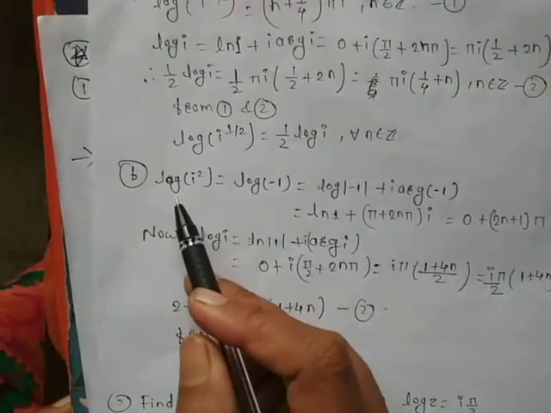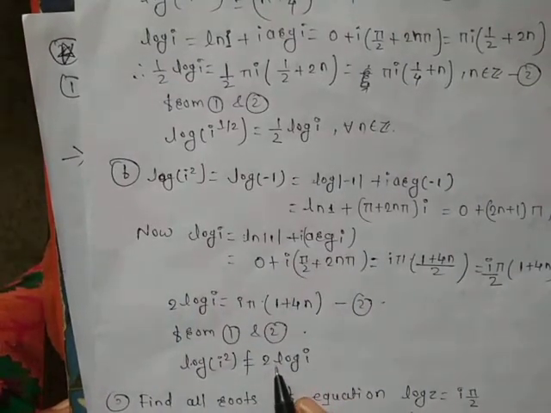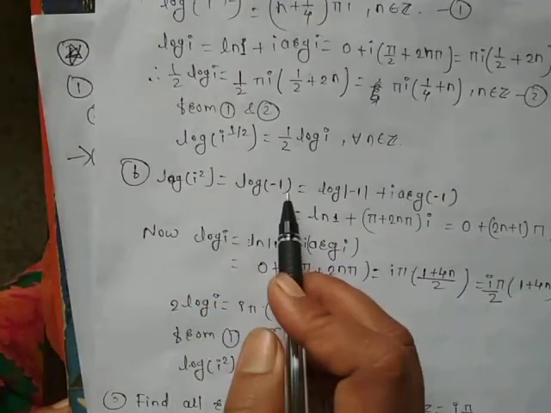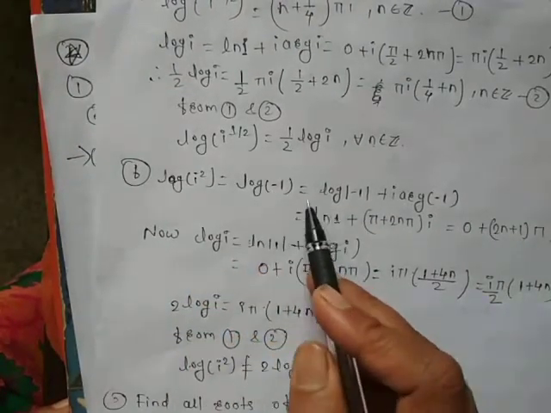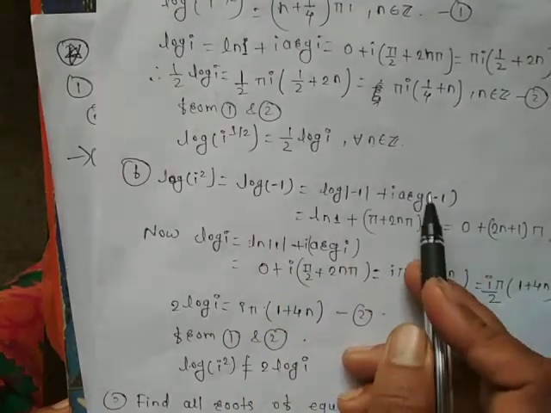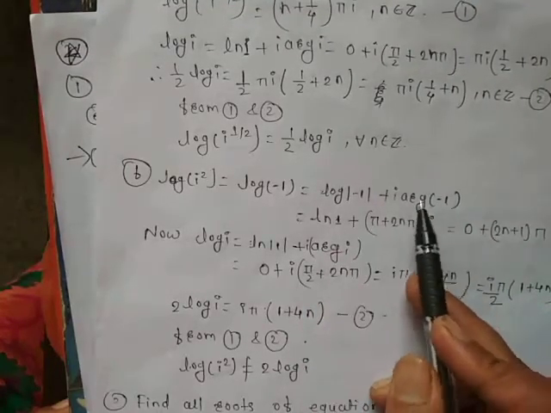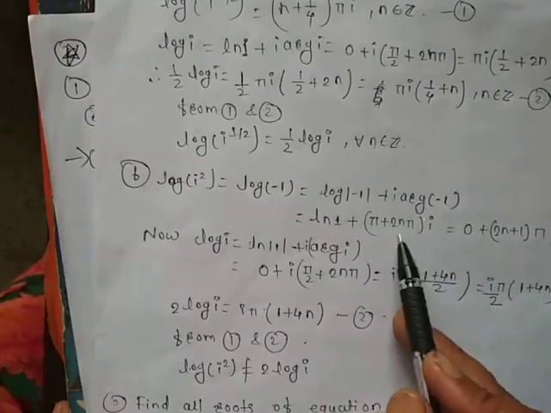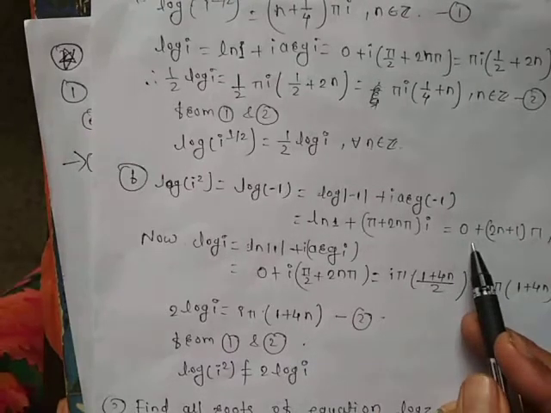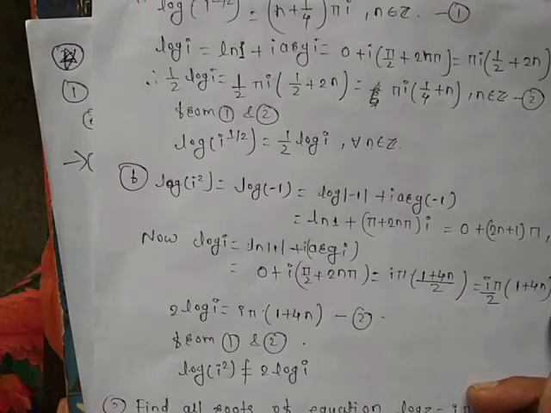We have to show that log of i square is not equal to 2 into log i. So log of i square is log of minus 1, which is equal to log of the modulus of minus 1 plus i into the argument of minus 1. The modulus is 1, ln 1 is 0, and the argument of minus 1 is pi plus 2n pi, so this is 0 plus (2n plus 1) pi i. Call this equation number 1.